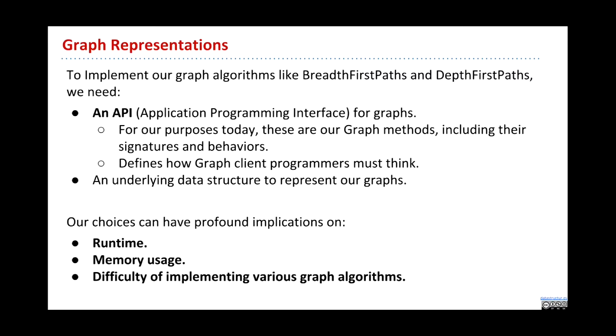The other thing we have to decide on is the data structure we use to represent the graphs. Is it going to be something like tree representation 1A or 2B or whatever else? Our choices, as we'll see, can have really big implications on the runtime, on the memory usage, and how hard it is to write the algorithms. If you have an API that's either too complex or too simple, it may be that writing an algorithm like depth-first paths is hard.